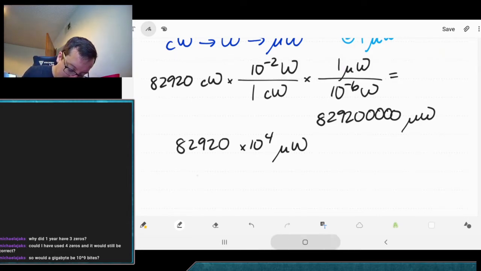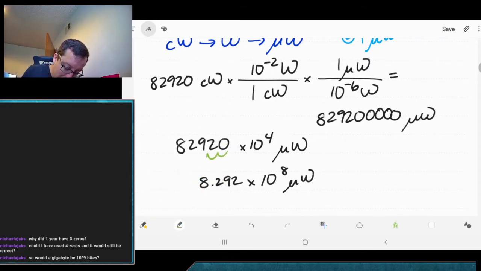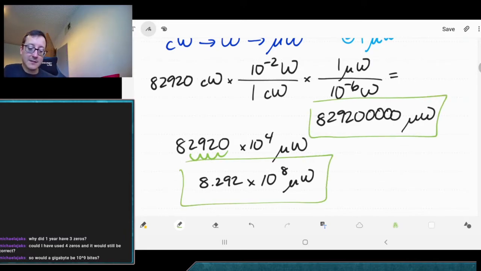And so with this, we're going to get 8.292 times 10 to the 8th microwatts. That would work. So notice I'm moving it 1, 2, 3, 4. And so 4 plus 4 there is going to be 8. So either one of these would be okay. But again, because this is such a big number, it's probably easier to use the scientific notation one. All right. Any questions on that one?